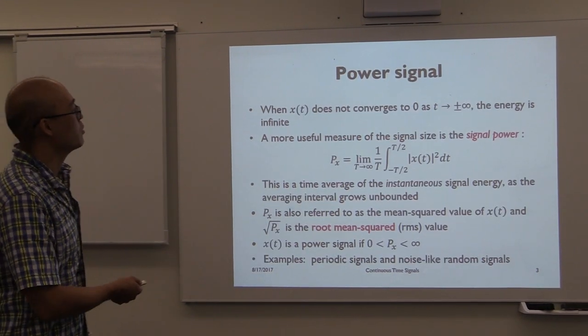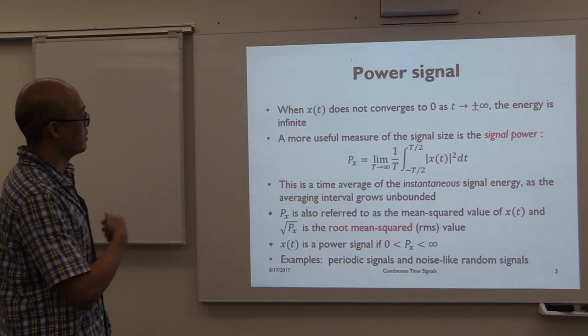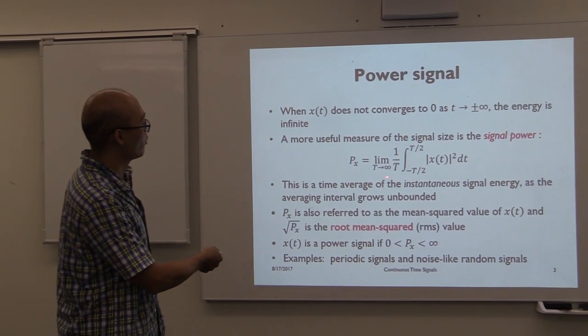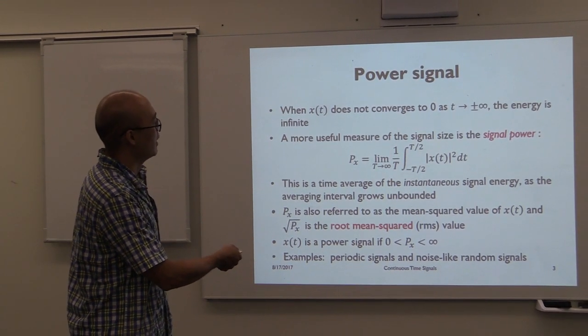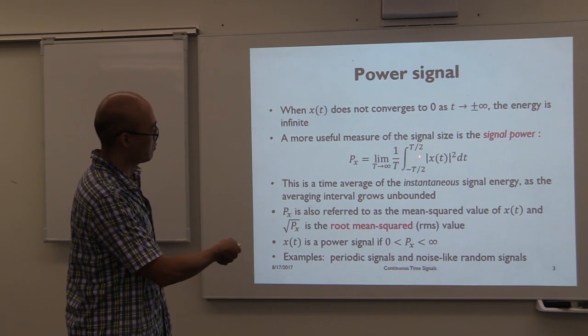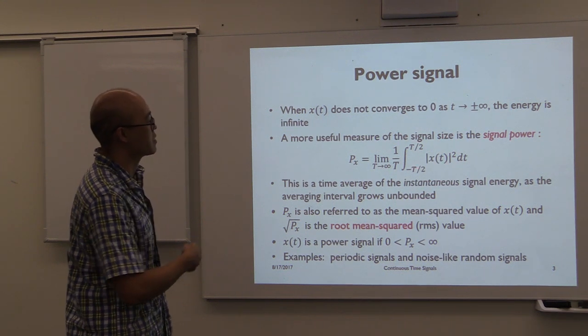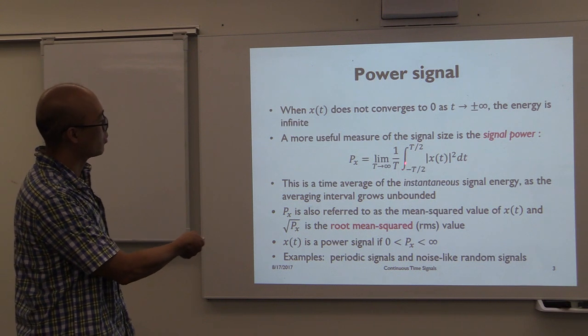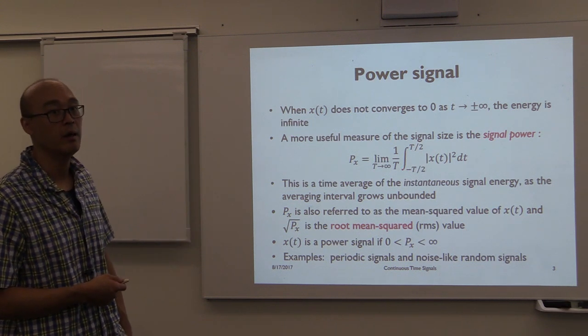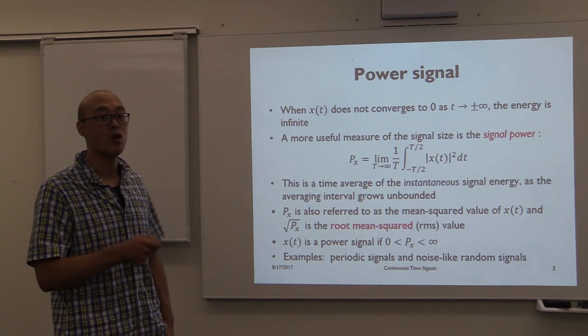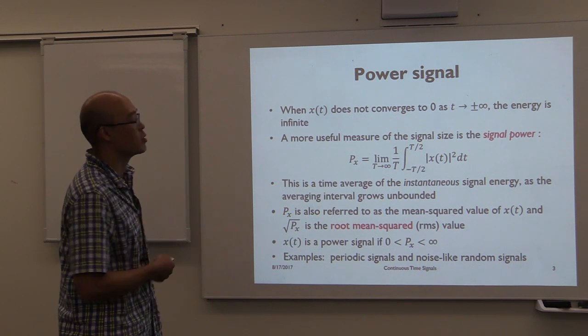In this case, we can make use of what's referred to as the signal power, denoted P sub x. P sub x is given formally by the following expression. It's the integral over an interval of time, capital T, of the magnitude of x of t squared. We divide that integral by our interval of time, capital T, and if x is not periodic, then we take the limit as T goes to infinity.